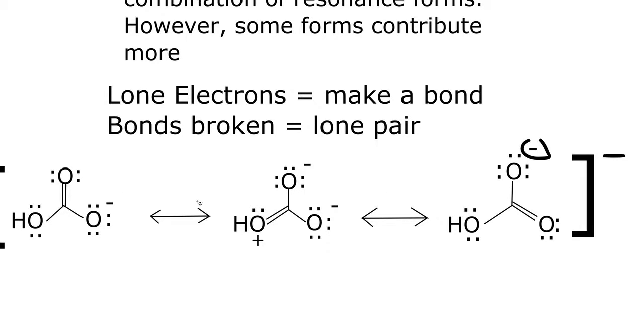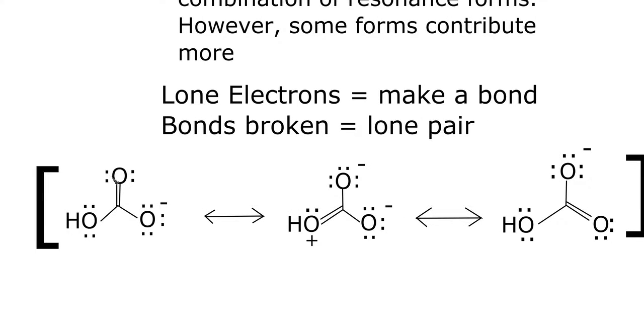Okay. Now I will show you how to go from here to here. We could go here to here, doesn't matter. Right now we're going to go from here to here. These lone electrons we are going to move, or it doesn't matter which ones we move, we'll be making a bond. If we break a bond, we will gain a lone pair. So I'll show you what that means.